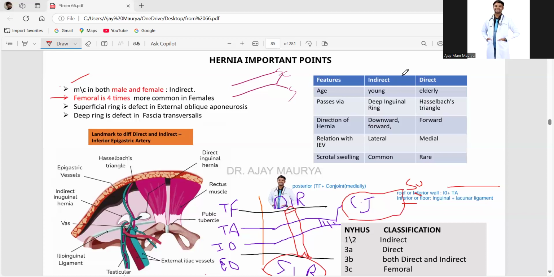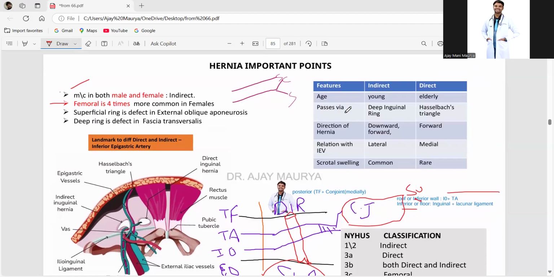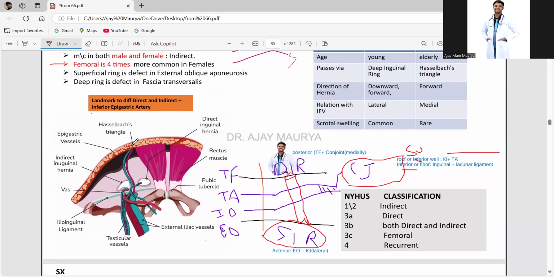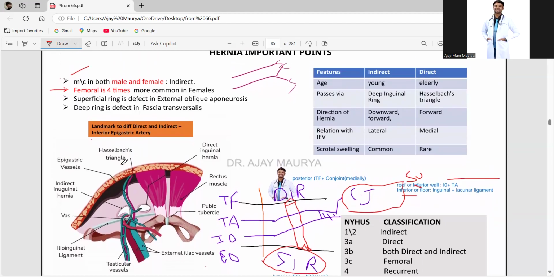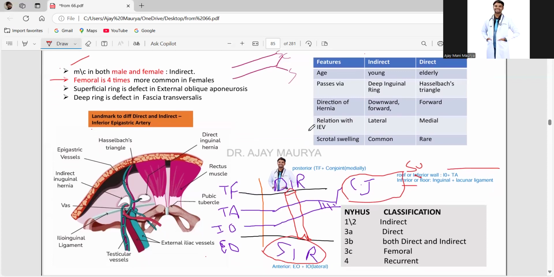Here, see how we are going to differentiate between the direct and indirect hernia. It is by the landmark. The landmark is the inferior epigastric artery, IEA. See here, these are the epigastric vessels. We have two types, indirect and direct. See, indirect hernia.